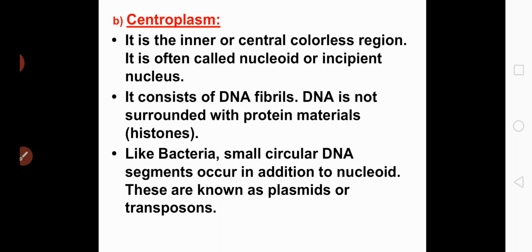Like bacteria, small circular DNA segments occur in addition to the nucleoid. So in the centroplasm, small circular DNA segments are present in addition to the nucleoid, and these small circular DNA are known as plasmids or transposons. So these are about the centroplasm.